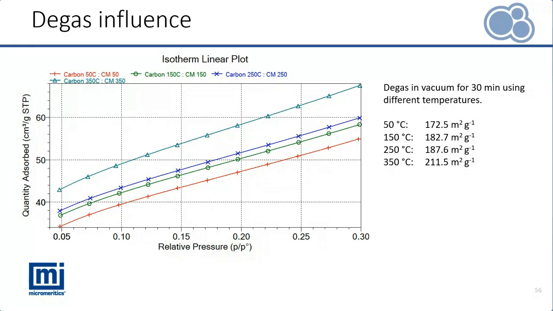This example here illustrates nicely how the temperature can relate to the BET surface area. A carbon material was degassed in vacuum for 30 minutes at 50, 150, 250, and 350 degrees Celsius. We see that with increasing degas temperature, we observe increasing surface areas from 172.5 up to 211.5 square meters per gram.